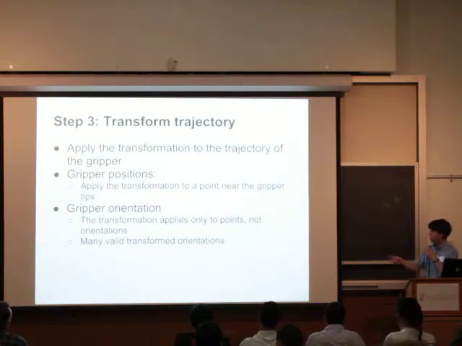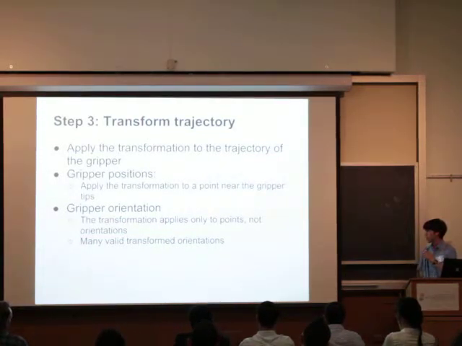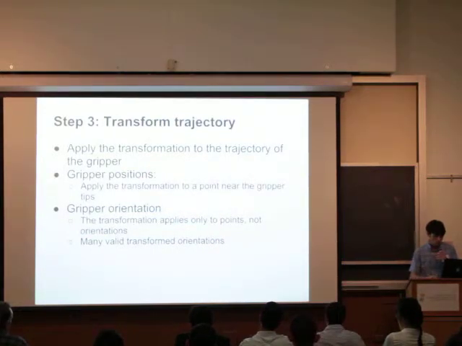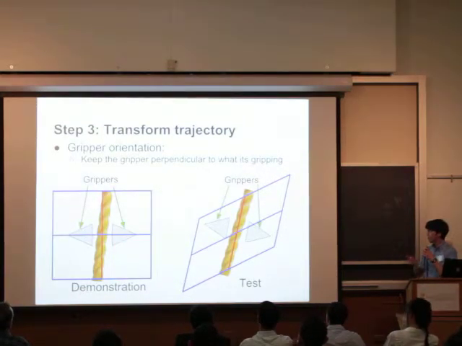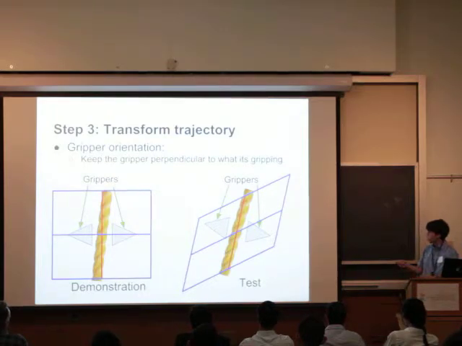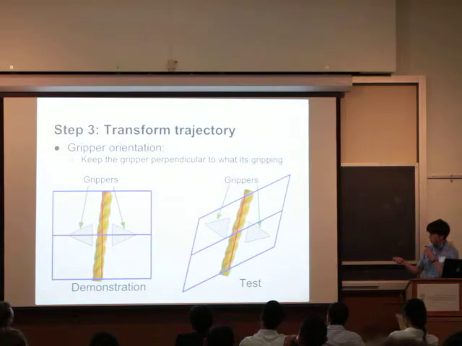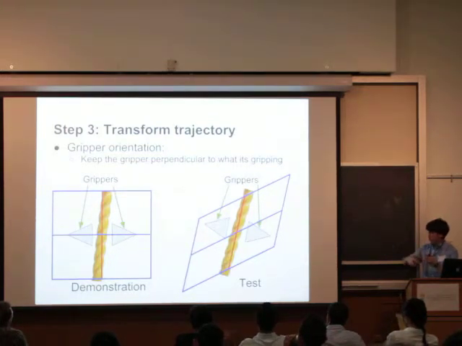How does the gripper orientation get calculated? This is more complicated, since the transformation applies only to the gripper points, not the orientations. So there are actually many different valid transformed orientations for the same point. Which is the correct orientation? Well, the basic idea is that we want to keep the gripper perpendicular to what it's gripping. So essentially, if you look at this diagram, the rope is laying on the table, and the gripper is coming down like this, and the camera is above it.